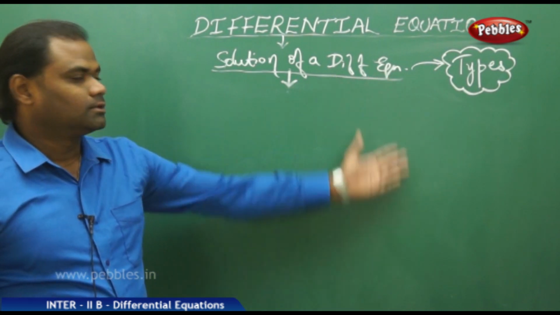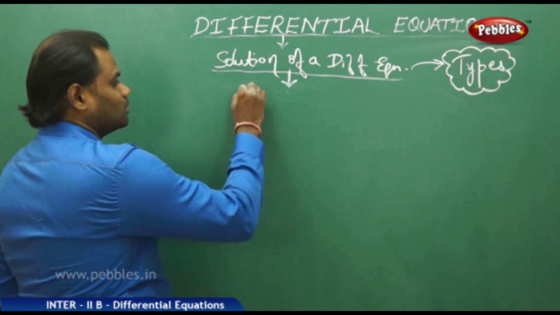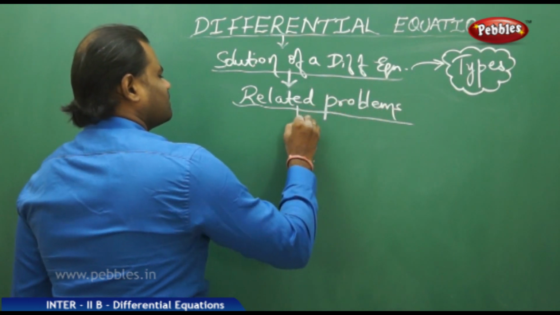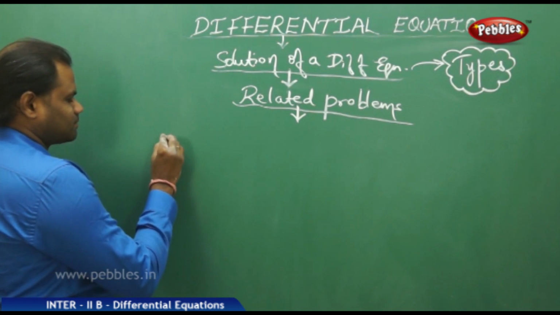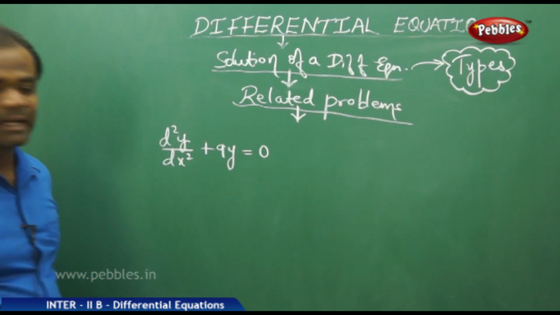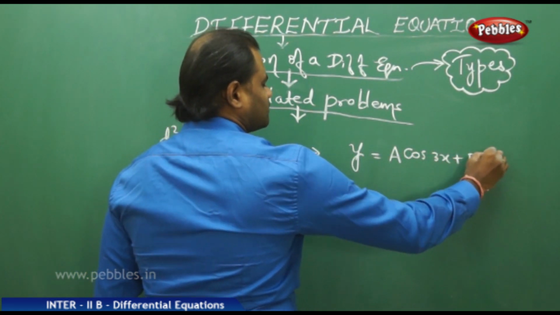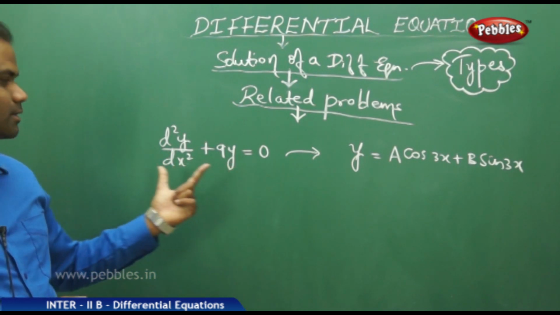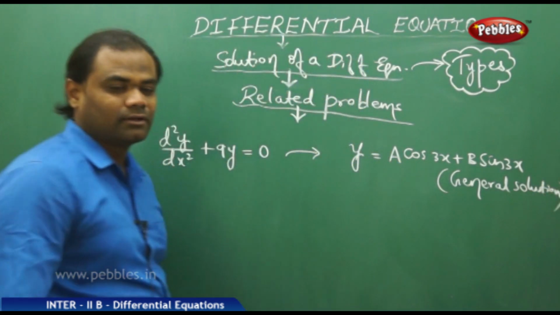As we have seen, the solutions of a differential equation are classified into general solution and particular solution. Let's see some related problems. As in the previous case, this differential equation of order 2 had the general solution y equals a cos 3x plus b sin 3x, formed by eliminating the constants a and b. Therefore, this is called the general solution for the given differential equation.